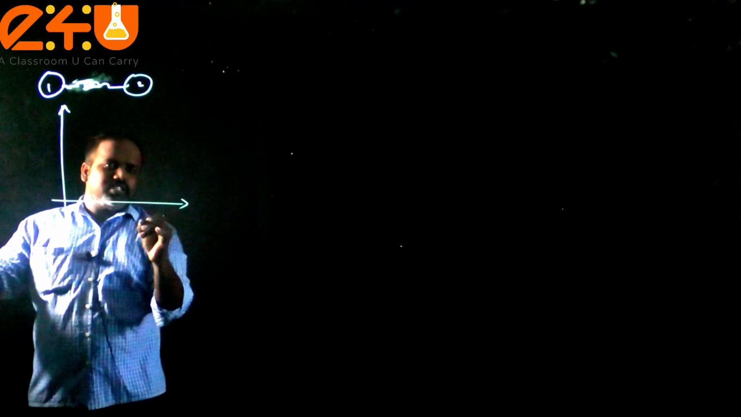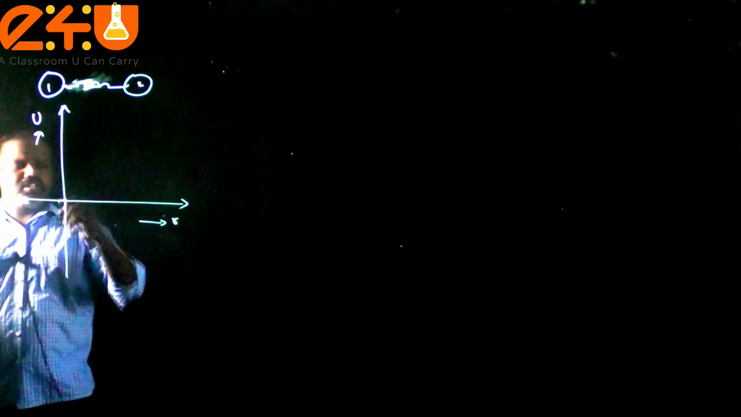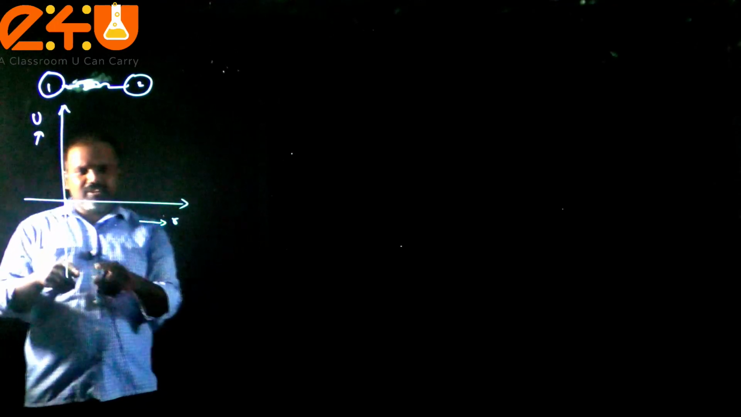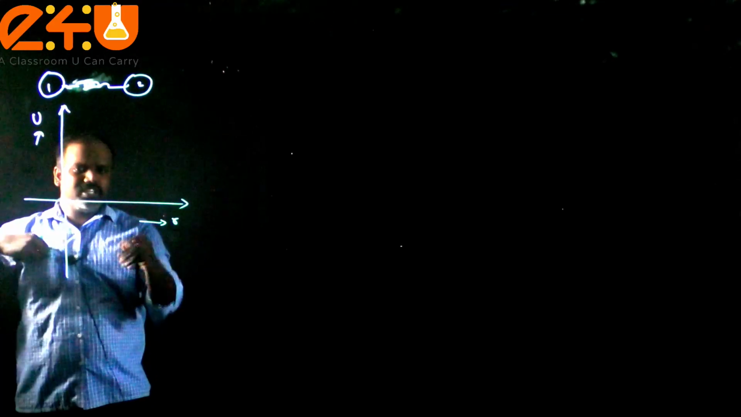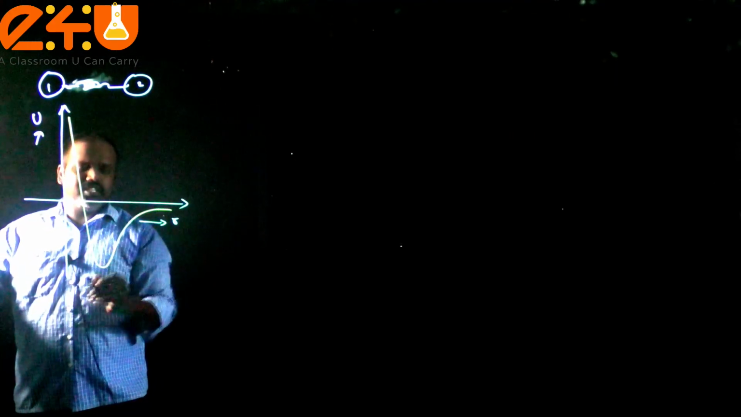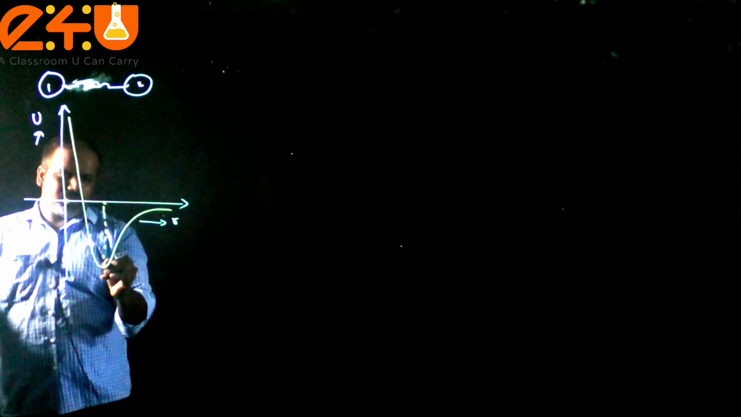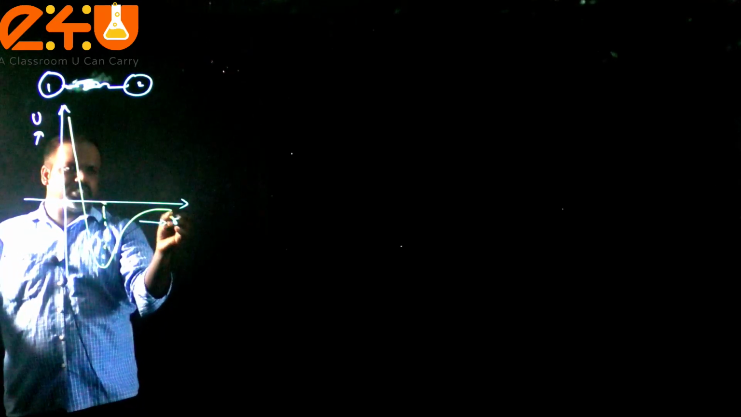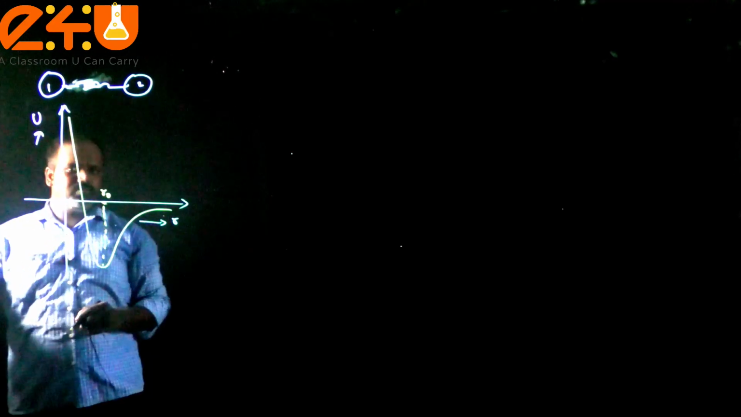Now please see that I can draw a graph between the intermolecular distance and the potential energy. Whenever the potential energy of the system is positive, there will be repulsion, and when the potential energy is negative, then we get attraction. So the potential energy graph is given like this. There is a minimum potential energy which corresponds to an intermolecular distance R0, that is called the equilibrium distance.